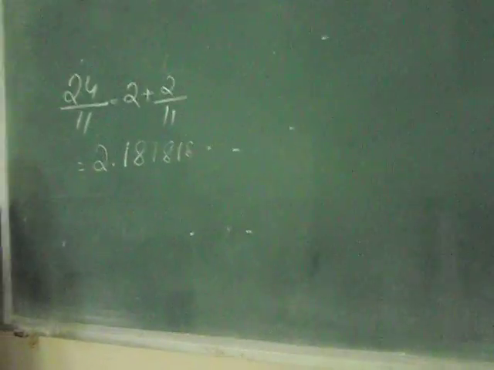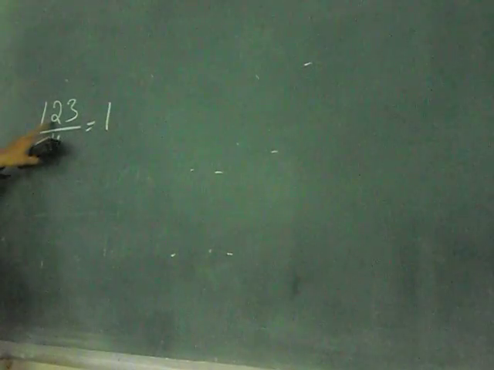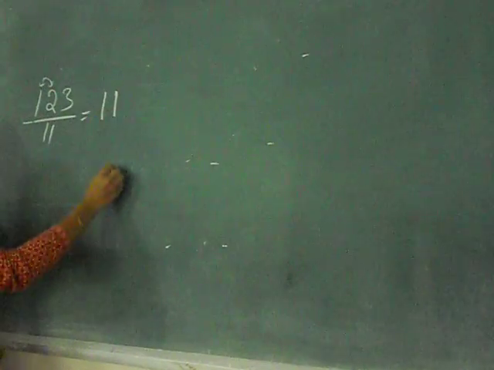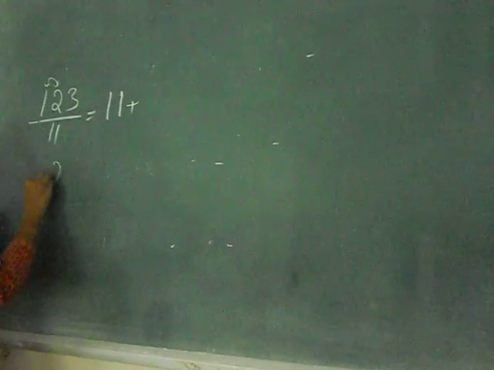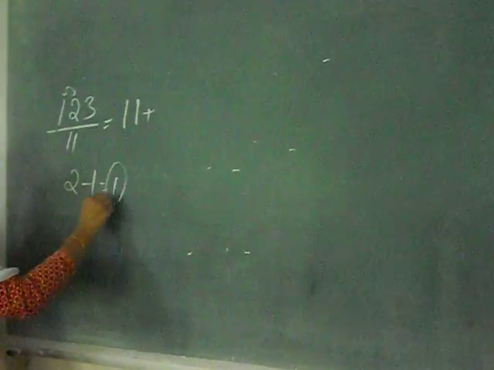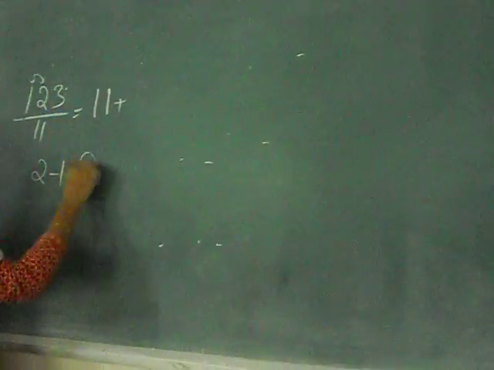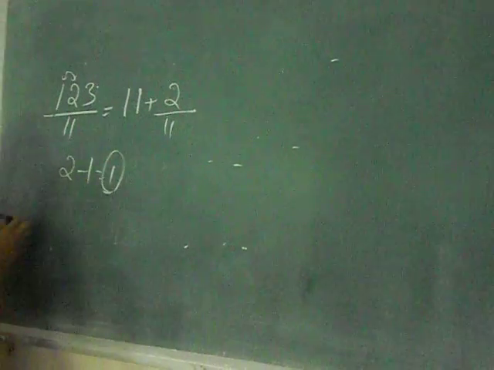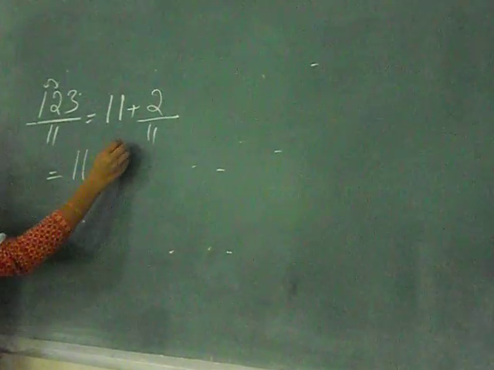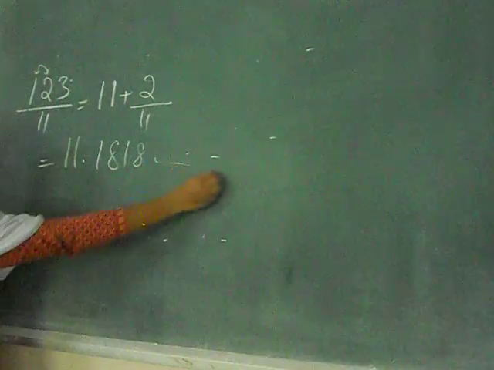Now, in order to divide a three-digit number by 11, for example 123 by 11, we just put the first digit as such and subtract the first and second digits. So the answer will be 1 plus this answer 2 minus 1. This difference of the first and second digit is subtracted from the third digit. So 3 minus 1 will be 2 by 11. And the answer will be, as already stated, 11.18 etc.